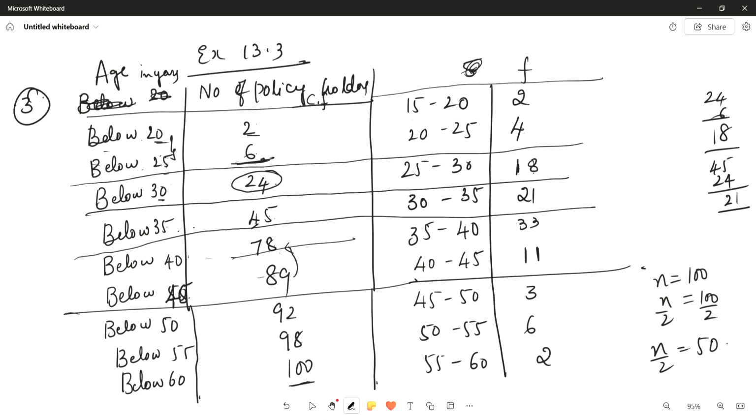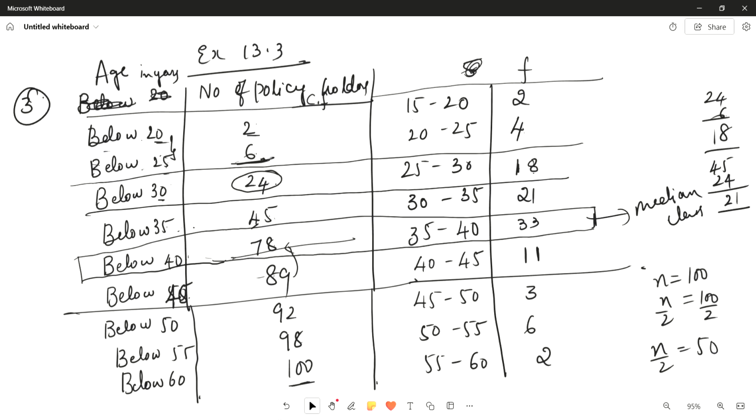So more than 50, this is the class, right? More than 50. 78 is this one. After 45, more than 50 is 78. So this will be the median class. Okay. Now write the data.